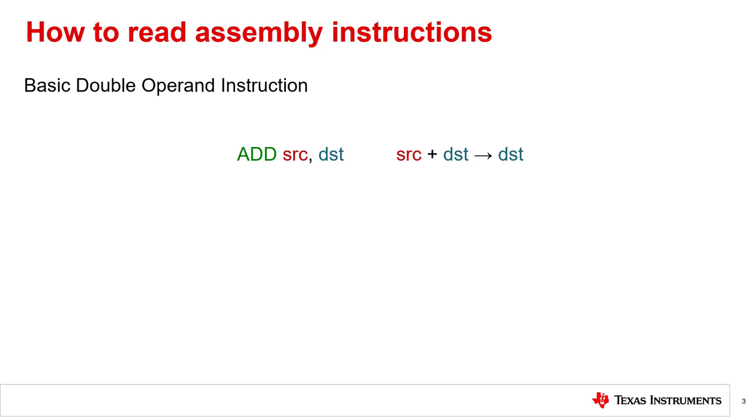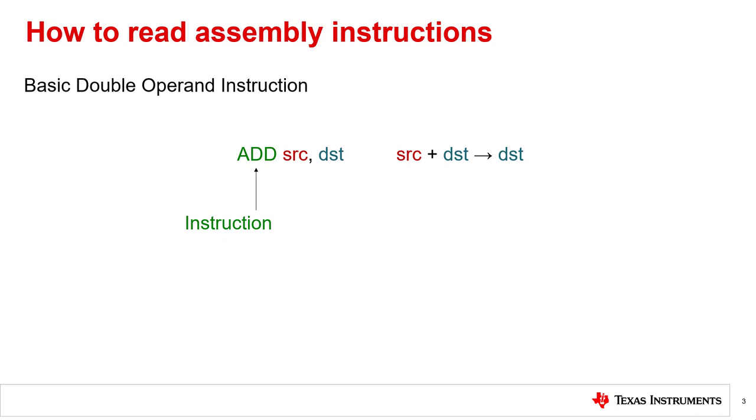So how do we read assembly instructions? To demonstrate, let's take an example from the MSP430 instruction set. Reading from left to right, we start with the instruction itself. Here our instruction is add. The instruction will dictate how the operands are formatted and can change depending on your instruction set.